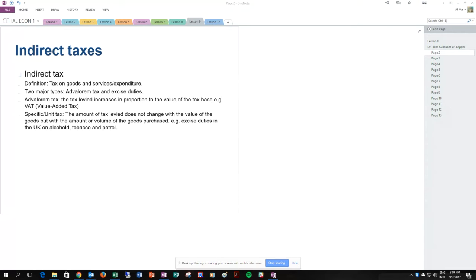Now, to do so, I'm going to illustrate the functionality and capability of our class by teaching you a very simple concept, which is today indirect taxes.